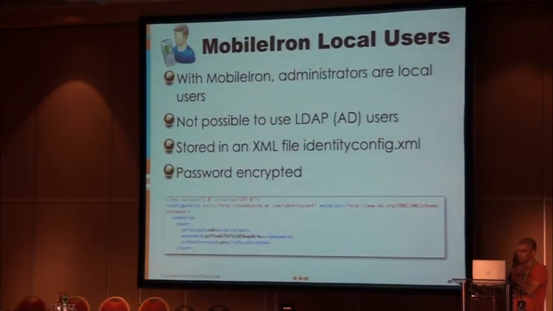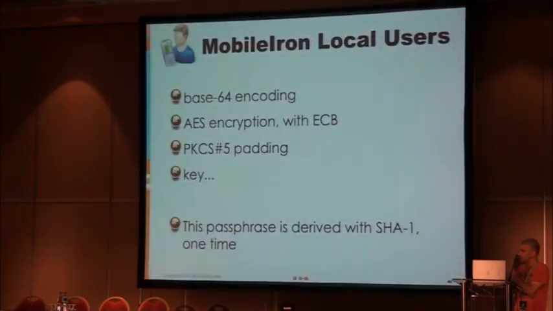In Mobileiron, to be able to manage the system, you need a user. And in this case, it's not possible to import users from Active Directory. You need to define local users. And these local users are stored in an XML file, identityconfig.xml. And you have the password here, which is encrypted. If you look better, they are using base64 encoding, AES encryption with CBC mode, PKCS5 padding, okay, no problem with that.